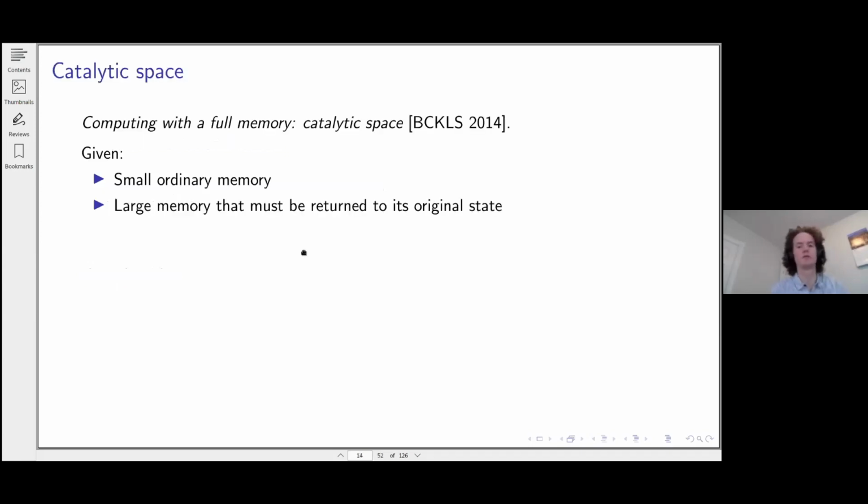This paper is from 2014, and the title is Computing with a Full Memory: Catalytic Space. It talks about this really weird model of computation. Here we're given a small amount of ordinary memory, and then we're given a large amount of extra memory. The catch with the extra memory is that it starts out in some arbitrary state, and once our computation is finished, we need to return the extra memory back to where it started.